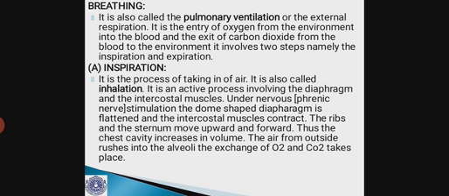So when the diaphragm is flattened and the intercostal muscles contract, the lung volume gets expanded. That means it can accommodate more air, and the ribs and the sternum move upward and forward, so that there is an increase in the volume of the chest cavity, and the air from outside rushes into the alveoli, and the exchange of oxygen and carbon dioxide takes place. All these things happen during the process of inspiration or inhalation.